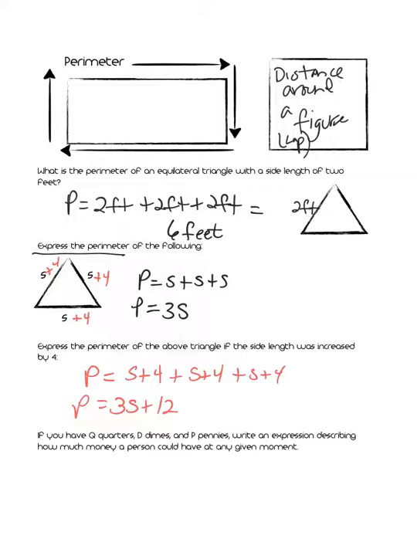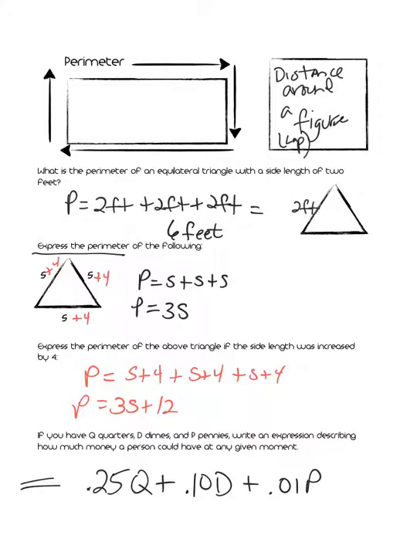If you have Q quarters, D dimes, and P pennies, write an expression describing how much money a person can have at any given moment. Okay, so a quarter is worth 25 cents, right? For every quarter, you have 25 cents. So I'm going to put that next to Q. And then if I put a number in for Q, that describes how many quarters I have. Next to dimes, I would put the 10 cents. And pennies, 1 cent. Not too bad, right?